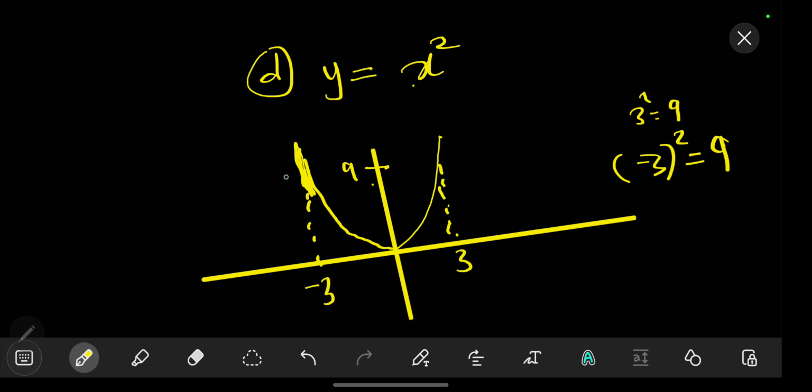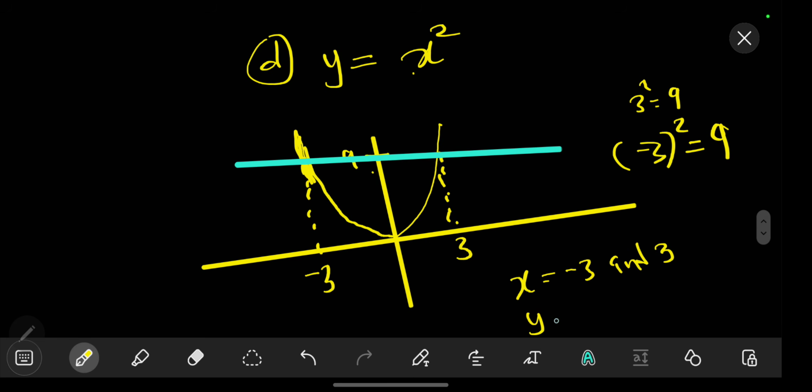negative 3. So now, if we draw a horizontal line, which will look like this, you will find that this line touches 2 x values. You can find that for the x value, x is equal to negative 3 and positive 3, your y value is just 9, which is okay. Remember, we can have 2 x values producing the same y value. That is very, very much okay.